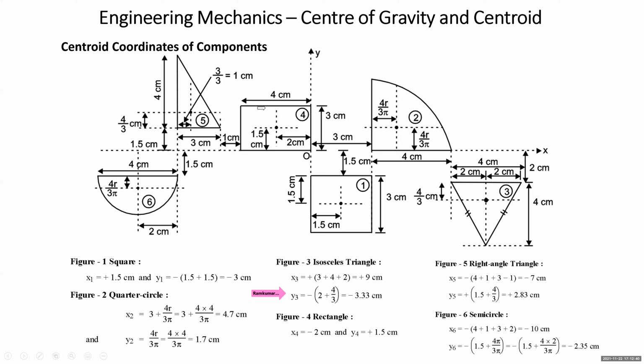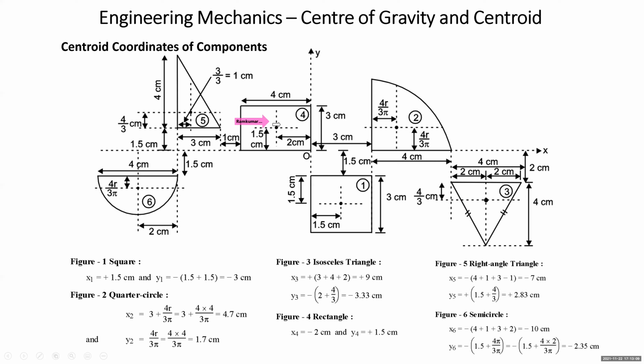Now we come to component number 4. Here I have selected the figures in such a way that all standard figures have been included, so that you understand how to mark the coordinates of centroid of a component and how to read the coordinates. Now this is your component number 4. It's a rectangle of base width 4 and height 3. Now centroid is at mid width, mid height: 4 by 2, 2, and 3 by 2, 1.5. This is now the centroid of this rectangle.